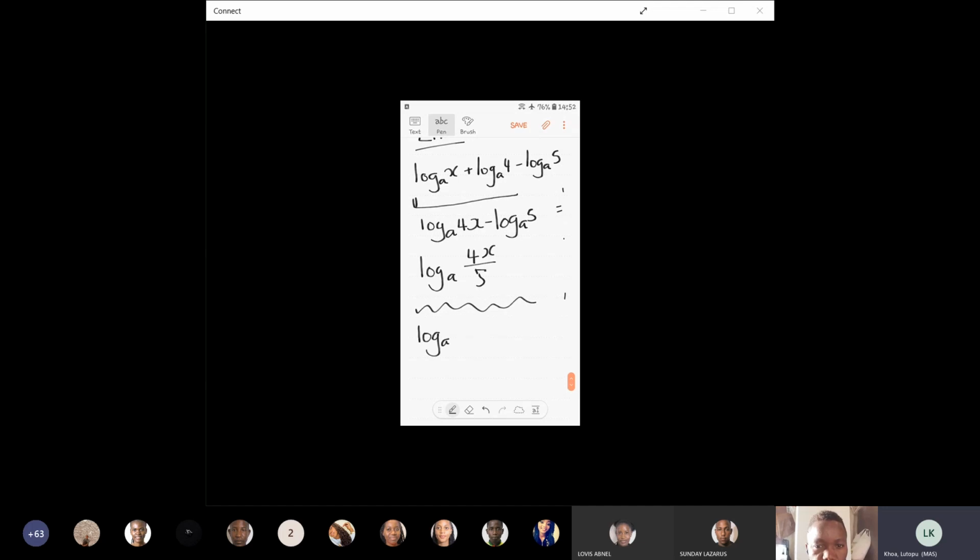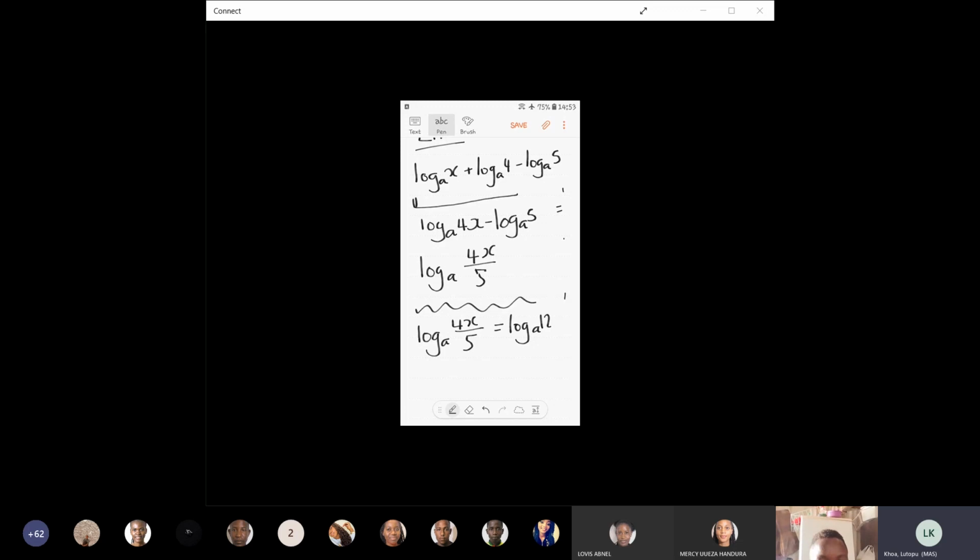Ma'am, why is it 4x, it's x times 4, at log a? Because I'm adding over here. Oh, so I should multiply the arguments. Okay, ma'am. Okay, and this is equal to log a of 12.